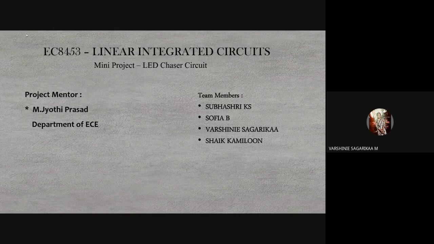The team members are K.S. Subashri, B. Sophia, Varshini Sagarika, and Shaikh Kamilun. Our project mentor is M. Jyoti Prasad, Assistant Professor of R&D Engineering College.